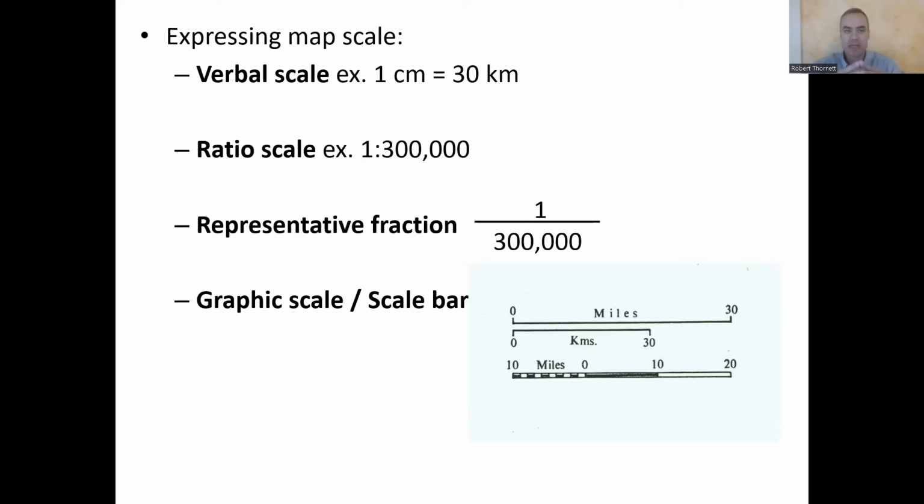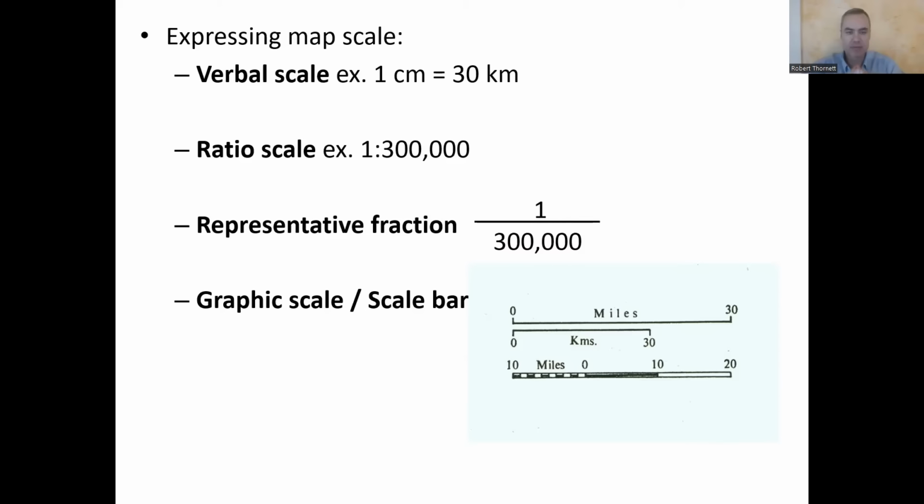There are different ways of expressing the same map scale. For example, you could say 1 centimeter on the map equals 30 kilometers. You can write it out like that. That's called a verbal scale. You could have a ratio, same thing, 1 to 300,000. Or a representative fraction, 1 over 300,000. Notice that on those, there are no units. In the verbal scale, you have the units, centimeters to kilometers. But if you have a ratio or a fraction, you don't even need the units. Anything that's 1 on the map is 300,000 times bigger in real life.